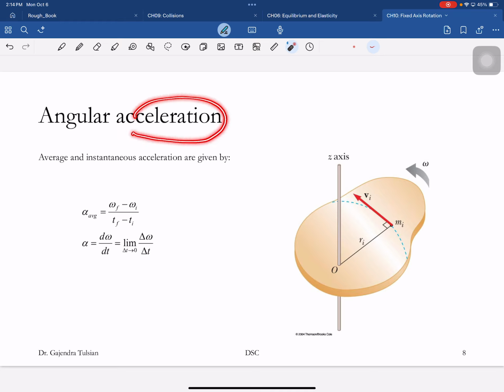When do you accelerate? When your velocity changes. So if angular velocity is changing, so there is a change in angular velocity, final velocity minus initial velocity, divided by the time over which that change happened, then you're accelerating. Instantaneous angular acceleration is d omega by dt. And that's your angular acceleration.